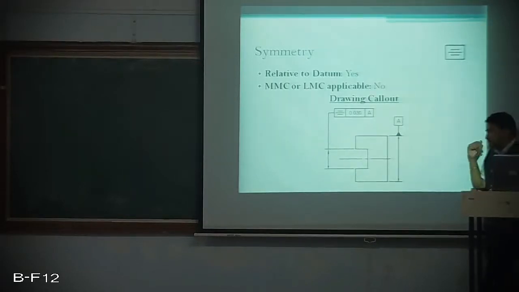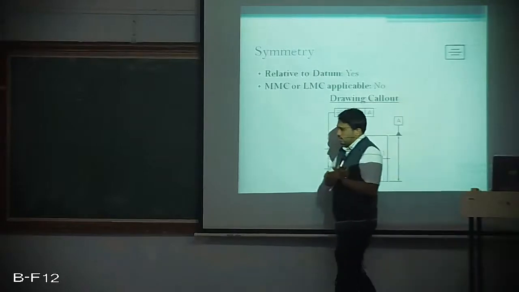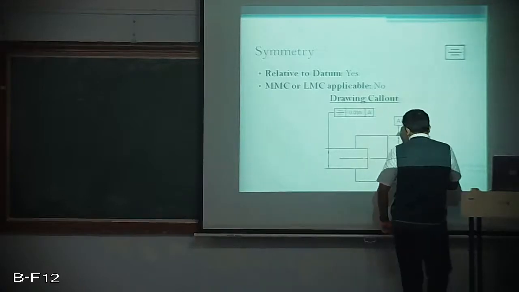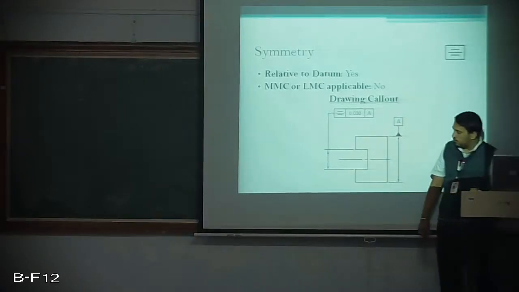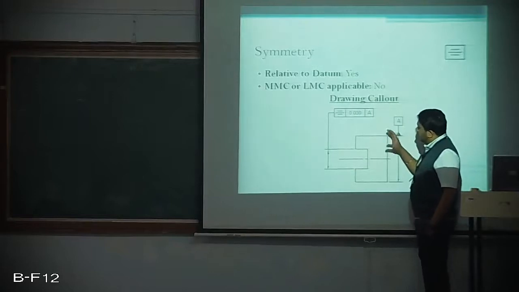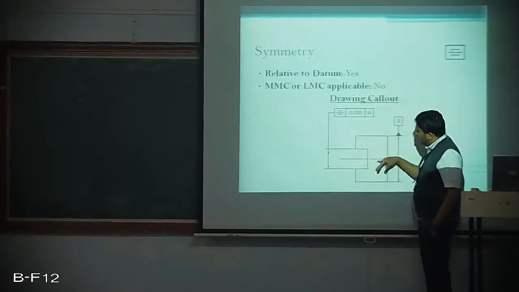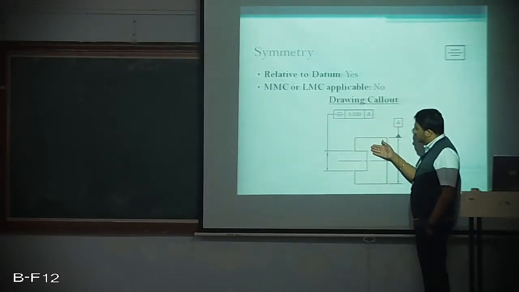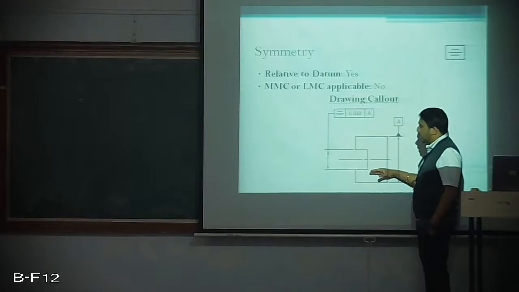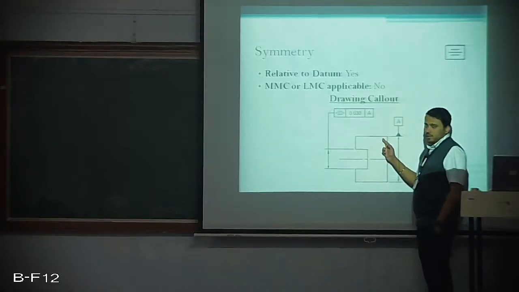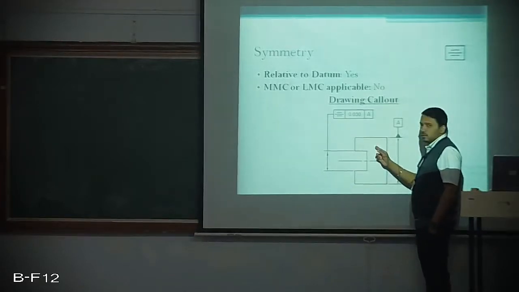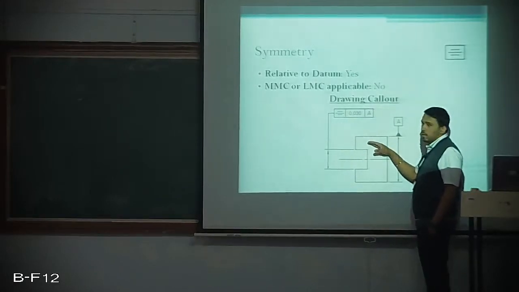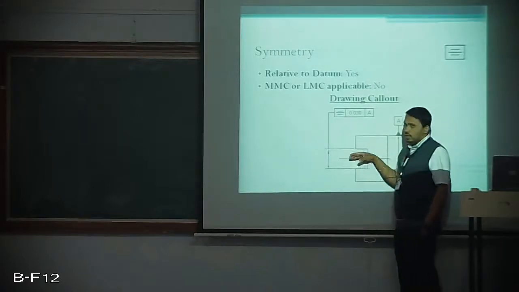Now symmetry. Consider this part. If you look at this part very carefully, what I can see is that if I use a central axis for this part and mirror this half, then it will be exactly the same as the other half. That means this half of the part is the mirror image of this half of the part. Then the axis bifurcates the mirror image dimensions.